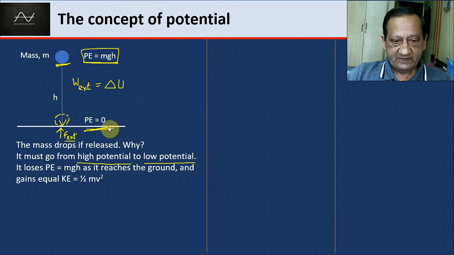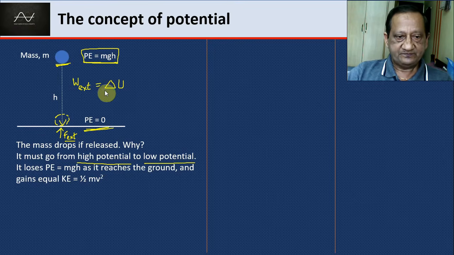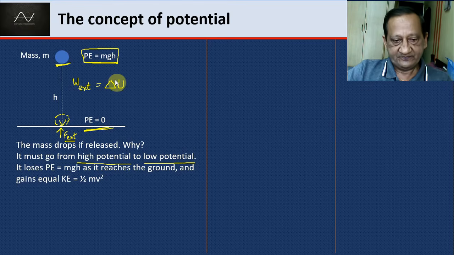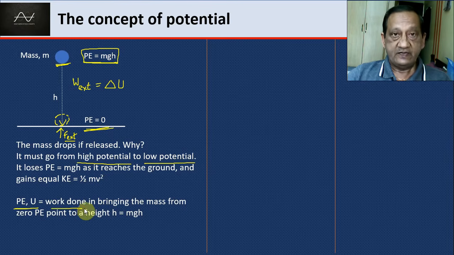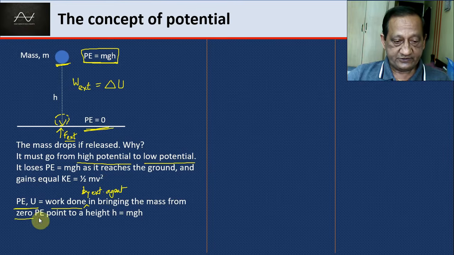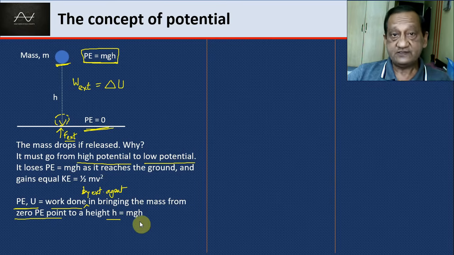So if the initial potential energy is zero, then the work done by the external agency is simply the potential energy at that place. So what is potential then? First of all, potential energy, let us repeat this. It is the work done by an external agent in bringing a certain mass from zero potential energy point to this height h. And this work was mgh, and that is the potential energy. Given that surface of the earth is taken as zero potential energy.